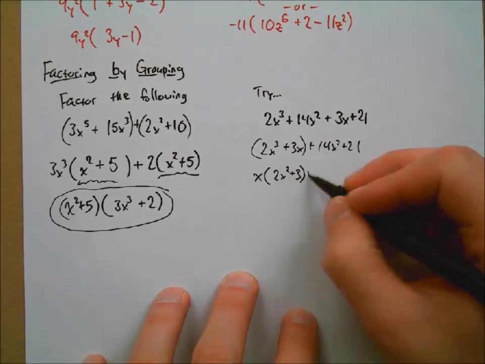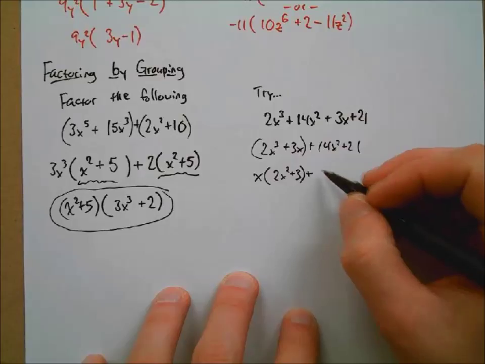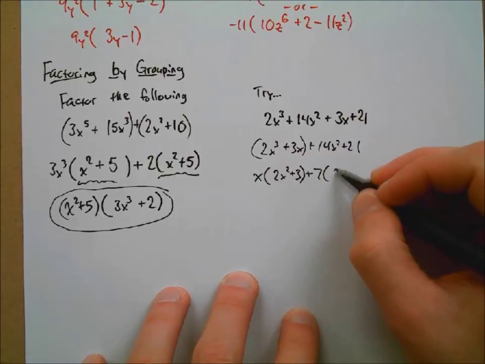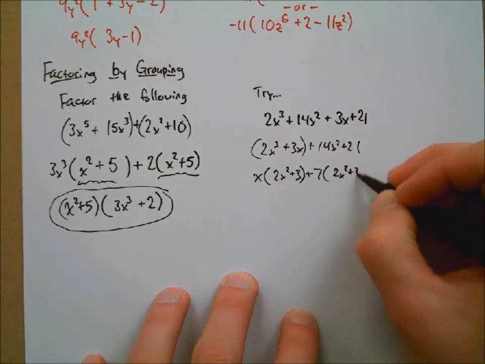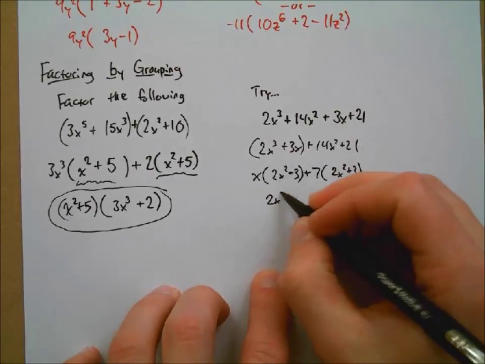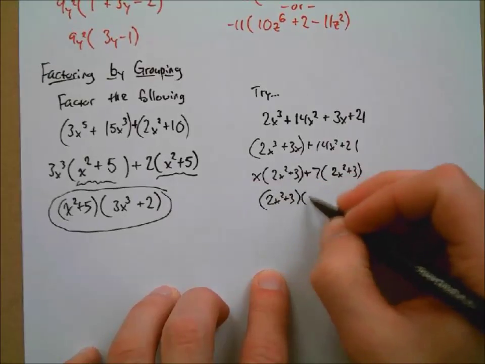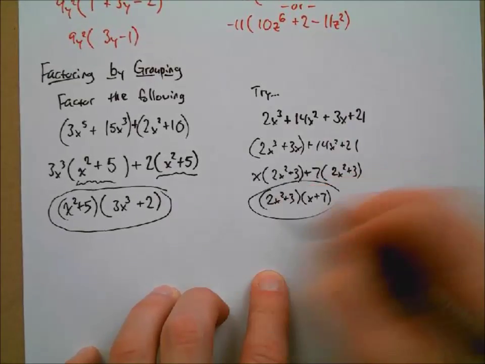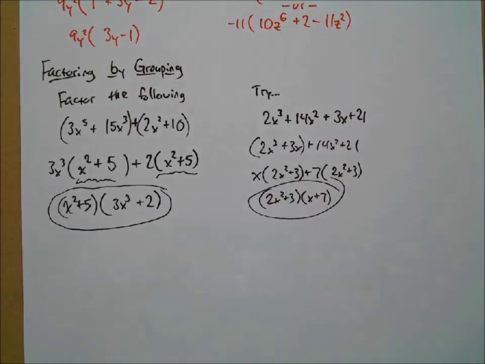Out of this one, I took a 7. 7, and then 2x squared plus 3. Okay, and then both of them have 2x squared plus 3, so we can factor that out. And then you're left behind with x plus 7. Okay.